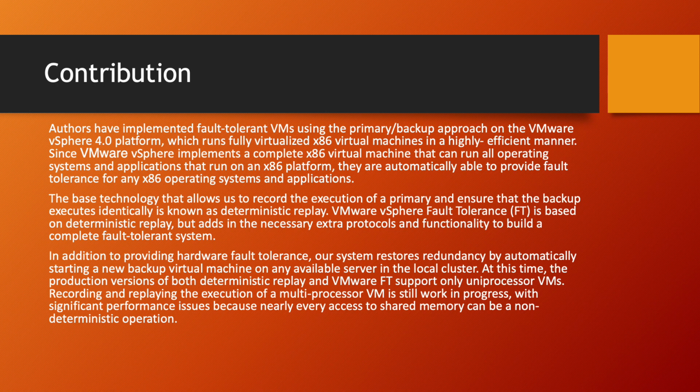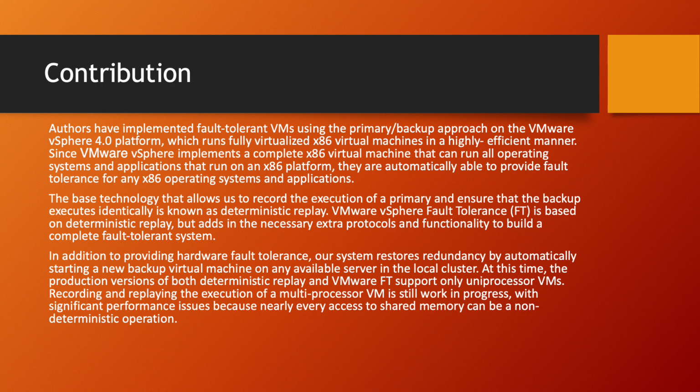The authors have implemented fault-tolerant virtual machines using the primary backup approach on the VMware vSphere 4.0 platform, which runs fully virtualized x86 virtual machines in a highly efficient manner. Since VMware vSphere implements a complete x86 virtual machine that can run all operating systems and applications that run on the x86 platform, they are automatically able to provide fault tolerance for any x86 operating systems and applications.